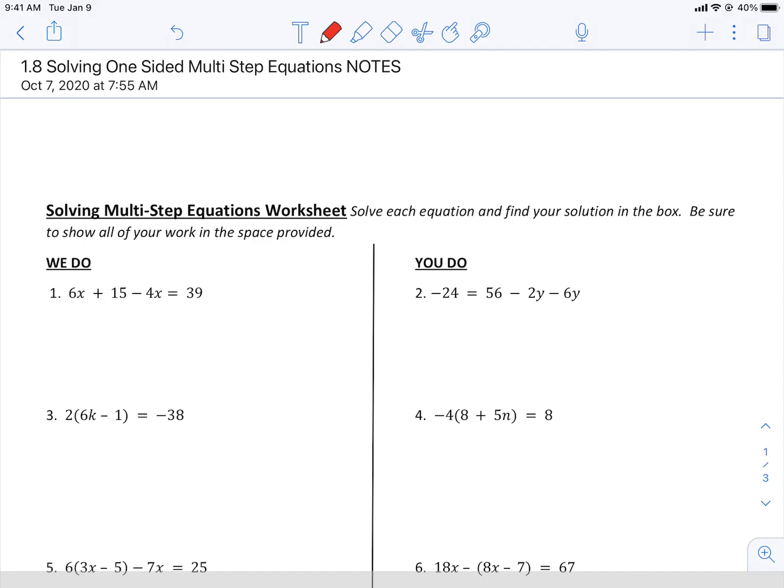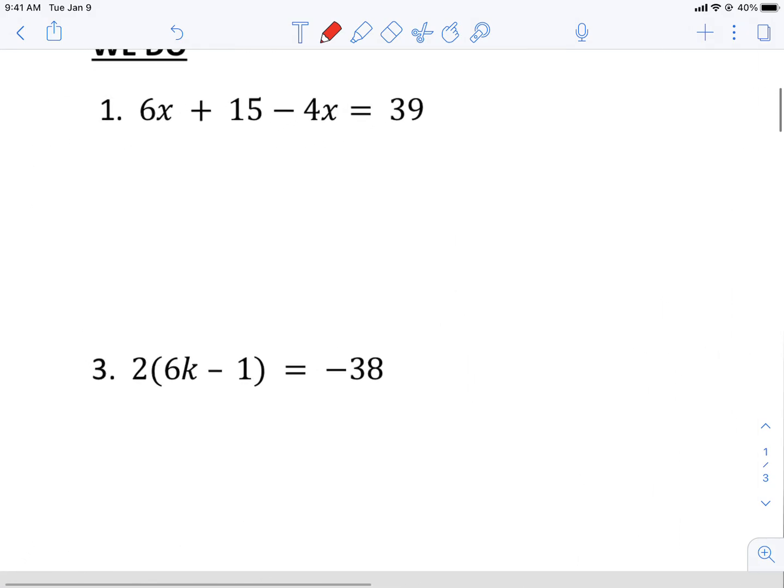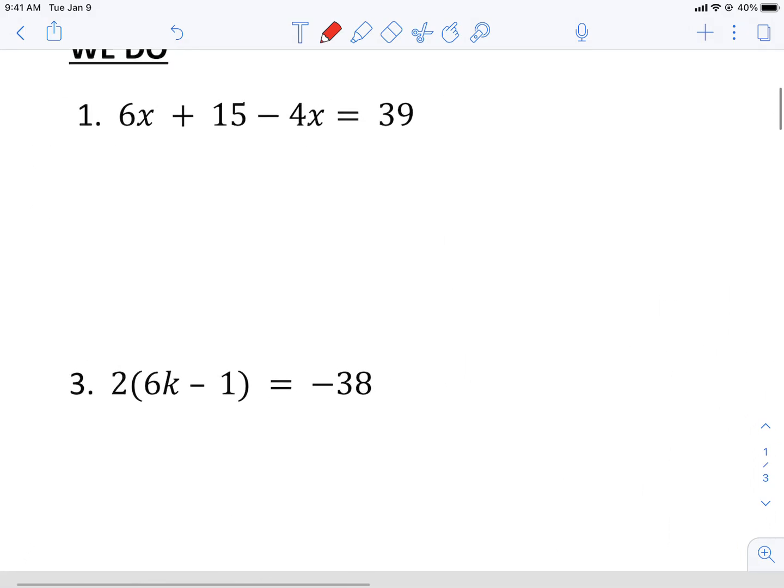Today we're going to be talking about solving one-sided multi-step equations. So go ahead and label your notes 1.8, solving one-sided multi-step equations, like I have up in the top. So here we go. Example number 1.